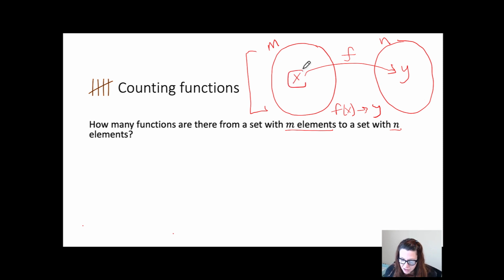So we can think about each choice. So let's first think about this one X, okay? So this one element from my first set. There are M of them, but this is my first little Xi. There are M of them, okay? How do I know where this one's going? Or how many choices do I have to make about where it could go? Yeah, so we're going from the domain to the codomain. Yeah, so there are N elements in here, right? So I have N possible choices. Now, how many times do I have to make that choice?